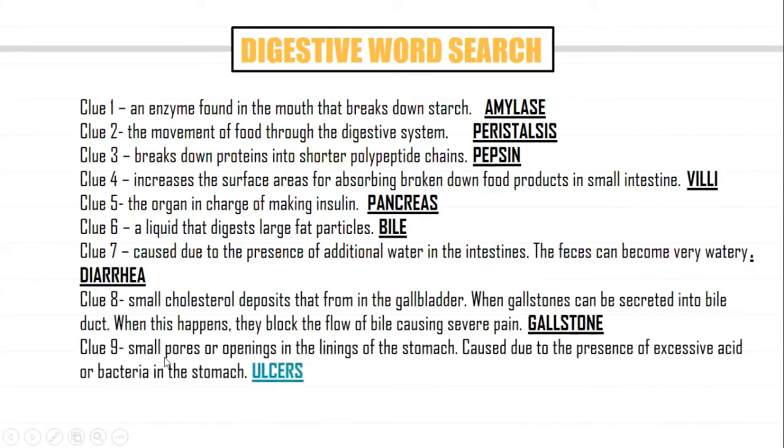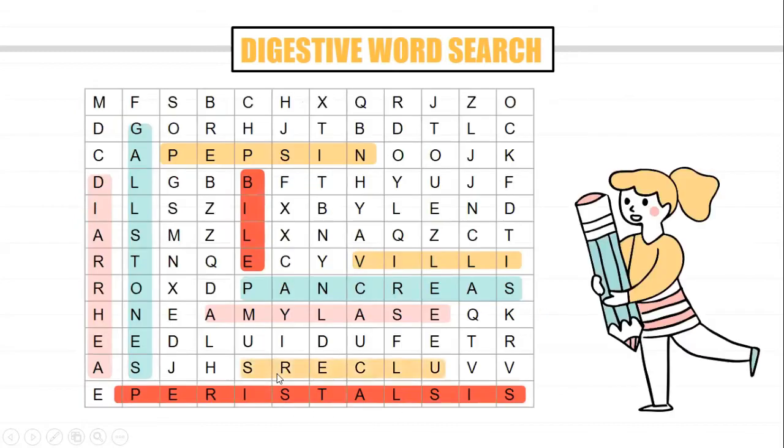Next, it is small pores or openings in the lining of the stomach. It is caused by the presence of excessive acid or bacteria in the stomach. So the answer is the ulcers. So this is the ulcer, it can be found there.